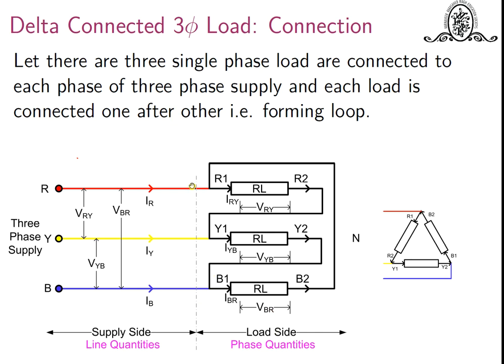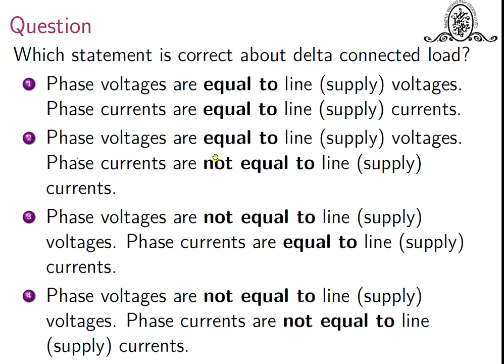Now let us draw the phasor diagram of the phase quantities. Here again I have a question for you. I previously asked a question on the star connection. Now it is on the delta connection. Pause the video for some duration. Read the statements carefully and choose the correct option. Which is correct about the delta connected load? Read the options now.